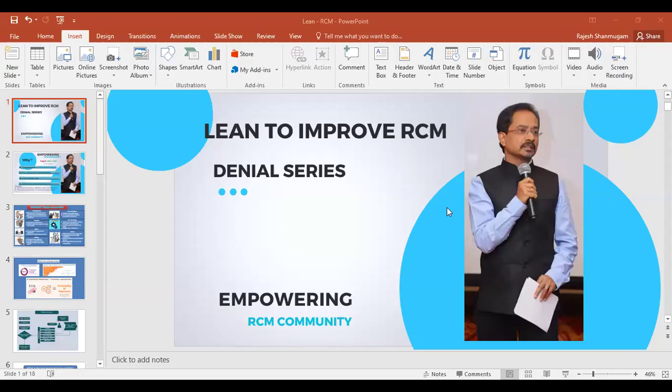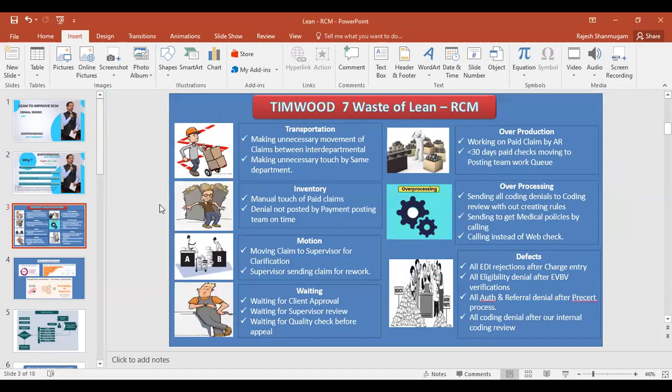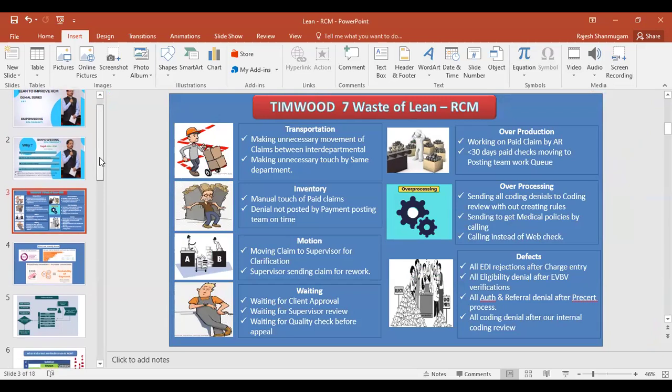Okay, welcome to Lean: how we can use Lean to improve our RCM. We have started discussing how to implement Lean in the denial series. In that, we started working on different terms. For example, what is our Lean based on? The 7 ways, that's a principle. Based on the 7 ways, how are we going to improve our RCM?